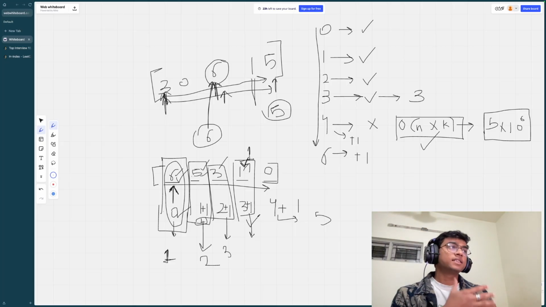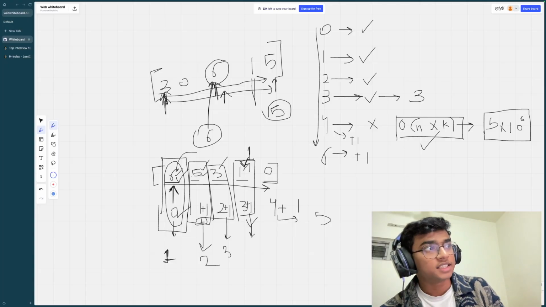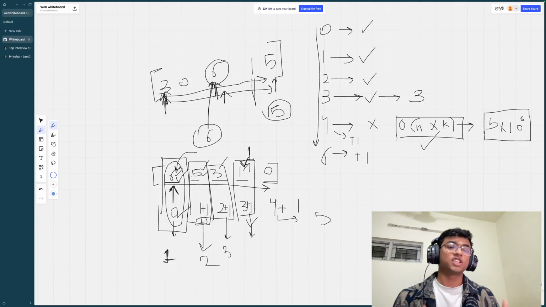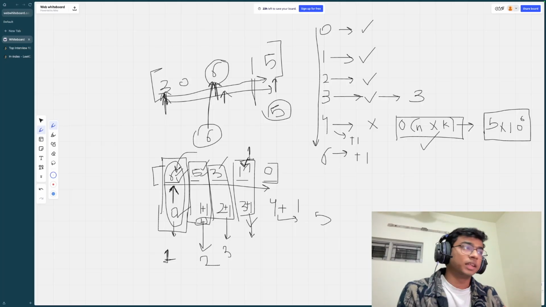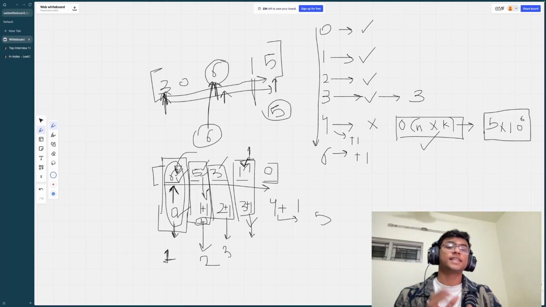Now, why does this actually work? This is working because when the previous condition was satisfied, we were already ensuring that we had the number of research papers that can satisfy this particular index. So that's why for the next iteration, it's going to be less than or equal to that.